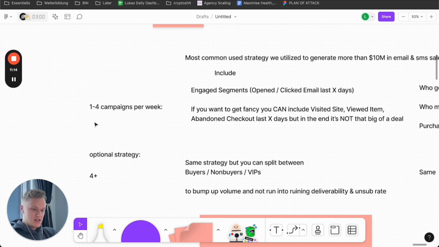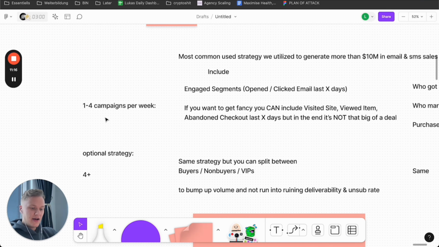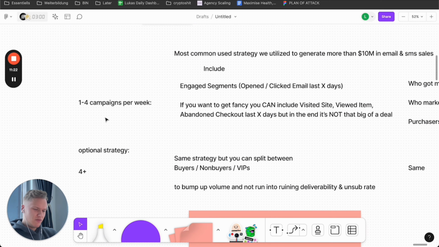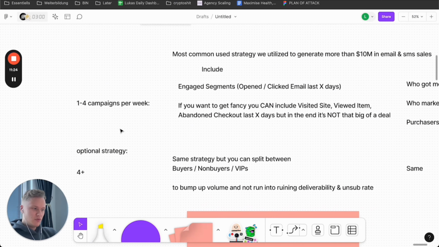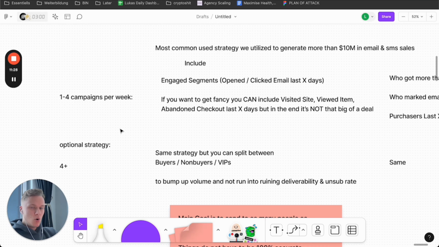So this is basically for 1 to 4 campaigns per week. And then there's another optional strategy for people who want to send more and have the capabilities to send more. That's usually for 4+ emails. Because before that, you can literally just send to everyone. But with more than 4, it gets a bit tricky when it comes to unsubscribe rate and spam complaints and stuff.